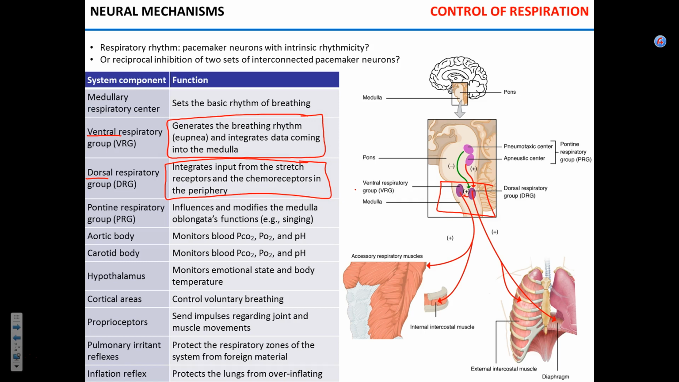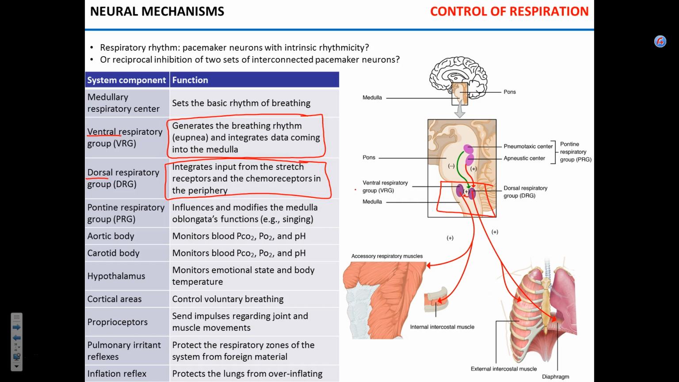If you experience an abnormally high level of CO2 in the blood, what's going to happen to your respiratory rate? Yeah, you're going to exhale it. It's going to go up. If you are hypoxic, so you have a lot of CO2, acidosis, you're going to start breathing faster. That's the activity of the dorsal respiratory group. Make sense?